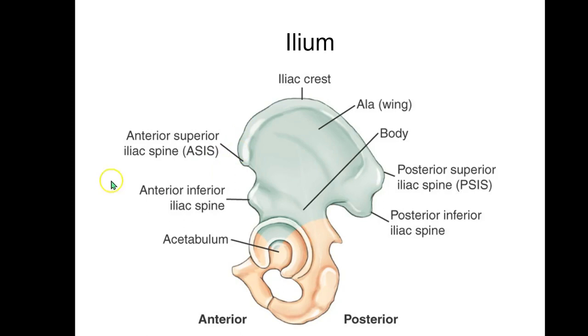And remember, you can use ASIS to find the crest if you need to, because ASIS is such a prominent bump on a bone anteriorly. Also, remember the iliac crest is about the level of L4, L5, and our umbilicus. Below the ASIS is a less prominent projection or bump known as the anterior inferior iliac spine. And posteriorly, you'll see the same thing. There is a smaller projection, more inferior, known as the posterior inferior iliac spine.